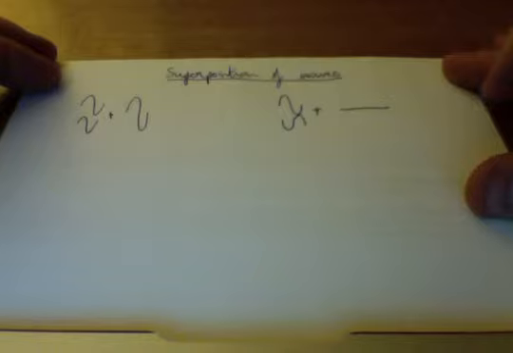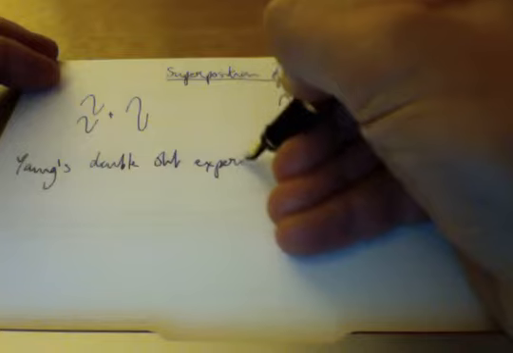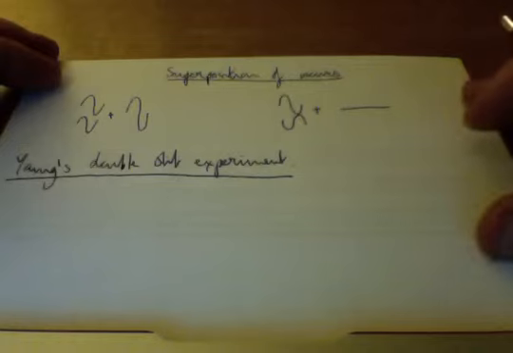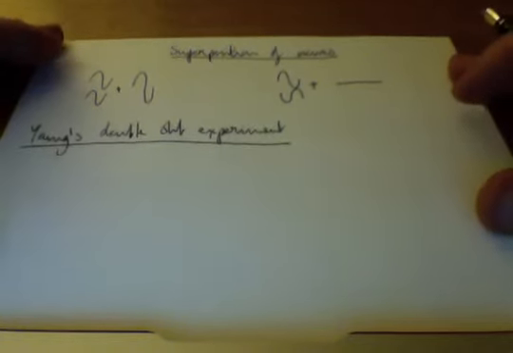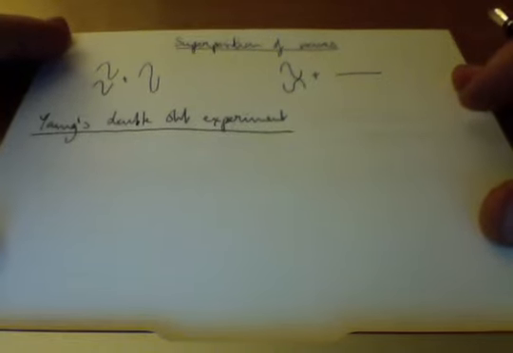Okay, so we're looking at this special case which is called Young's double slit experiment. It's usually conducted with light, but this effect also happens with sound. So any wave will experience this type of phenomenon.